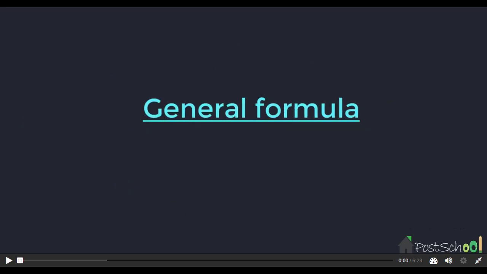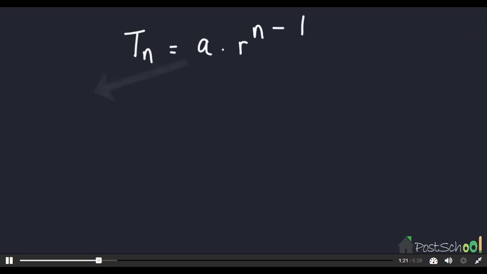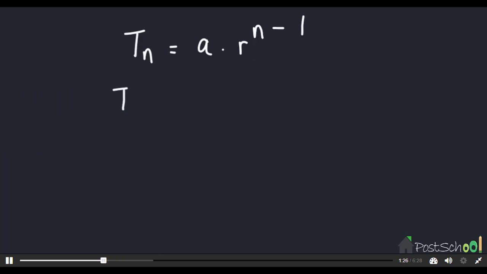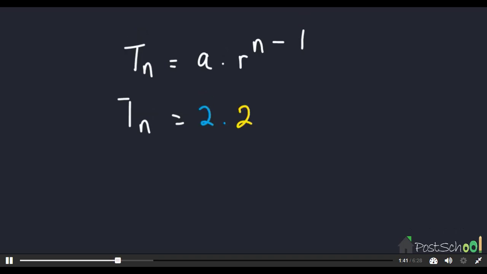Now there is a general formula that we can use to calculate the terms of a geometric sequence. That's Tn equals A R to the power n minus 1, where A is the first term and R is the common ratio. So for this previous sequence, we can write the general term as Tn equals our A, which was 2, with the common ratio of 2, to the power n minus 1.